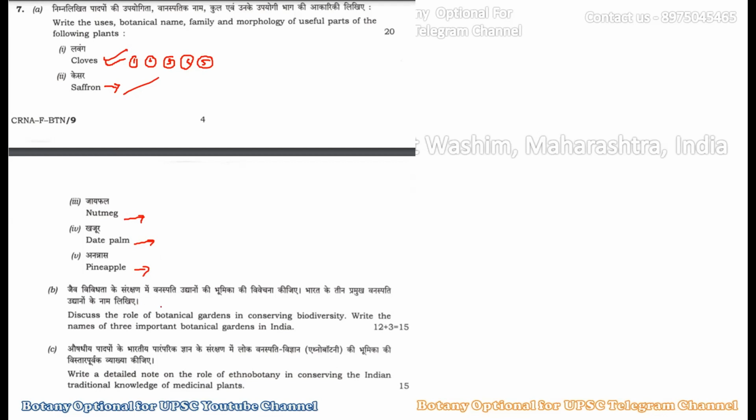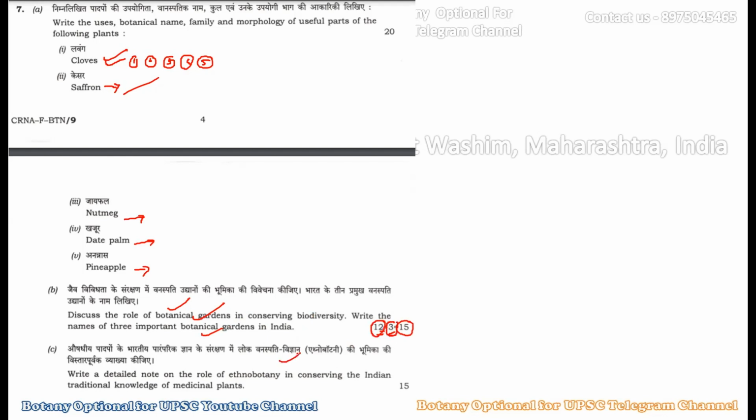Then in the second sub question, discuss the role of the botanical garden in conserving biodiversity. As you know, this is the ex situ type of conservation. In the botanical garden, we conserve plants, so these gardens are very useful in conserving plant biodiversity. You have to discuss this in this particular question. Write the names of three important botanical gardens in India. Any three botanical gardens in India you have to write, and you will get the 15 marks. So the first part of the question carries 12 marks, and the second part carries 3 marks.